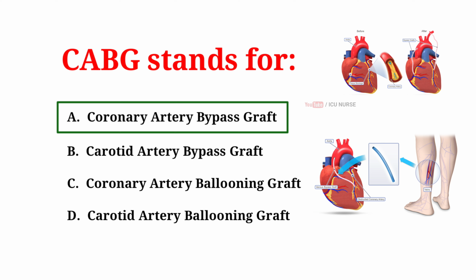Coronary artery bypass grafting is used to improve blood flow to the heart in individuals with severe coronary artery disease. It involves grafting a blood vessel from another part of the body to bypass blocked or narrowed coronary arteries, thereby restoring adequate blood flow to the heart muscle.